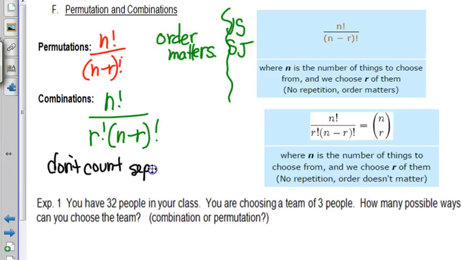I can't spell separate. Doesn't count things as separate events. All right, on your calculator, this is nPr and this one is nCr.